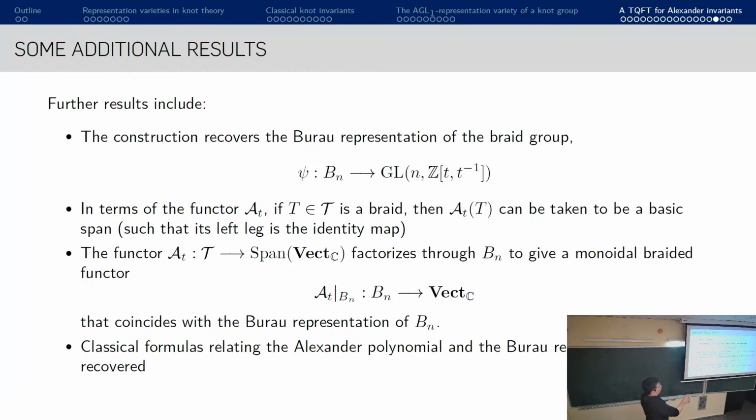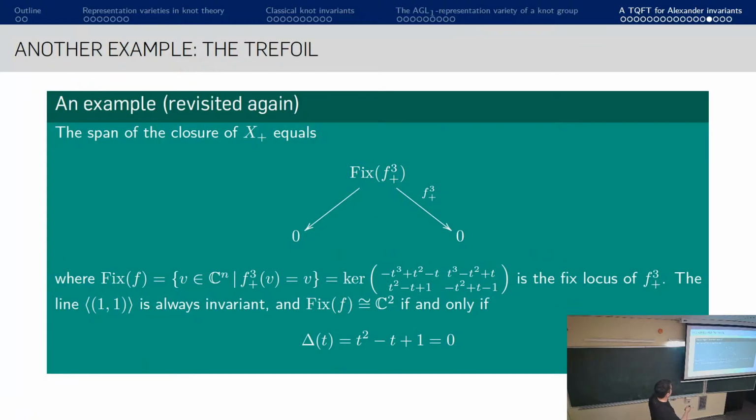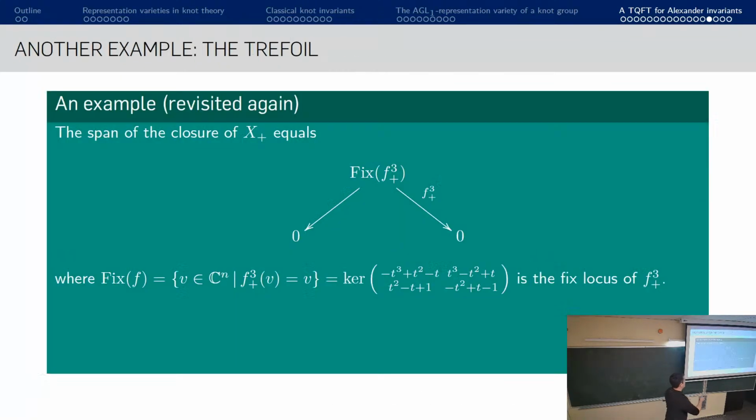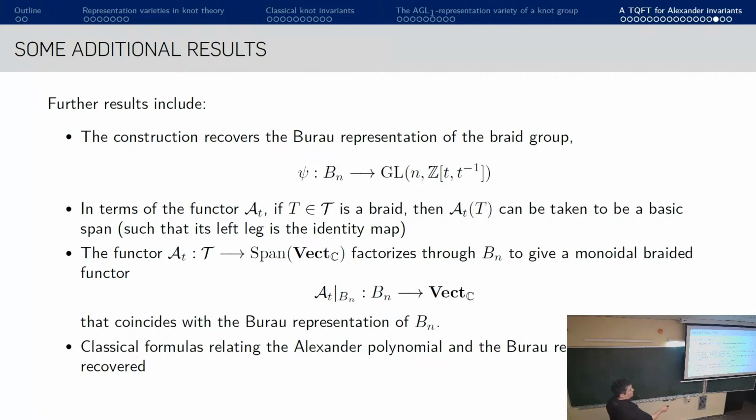The thing is that we can apply it not only to braids, but to any tangle, and that's entirely new. When T is a braid, those AT, the image by the functor, can be taken to be a basic span. A basic span, that's terminology, but it's a span that looks like this. You've got the identity there, and then you've got a different map. And those are easy spans. Actually, you can check that those spans define an immersion of the vector space category into the span category. So somehow the functor also generalizes the Burau representation, and that part is neat.